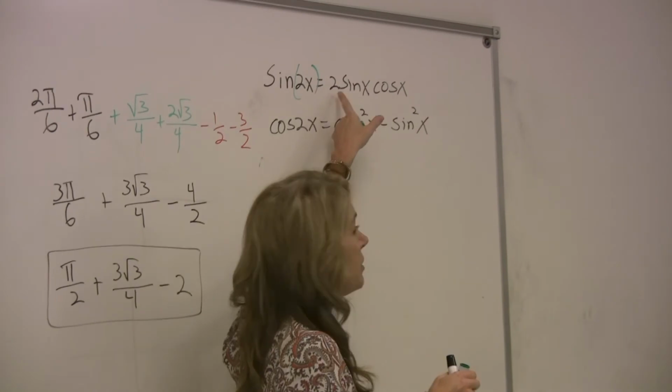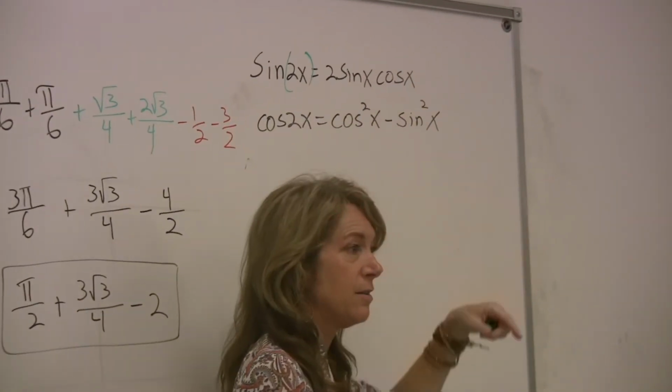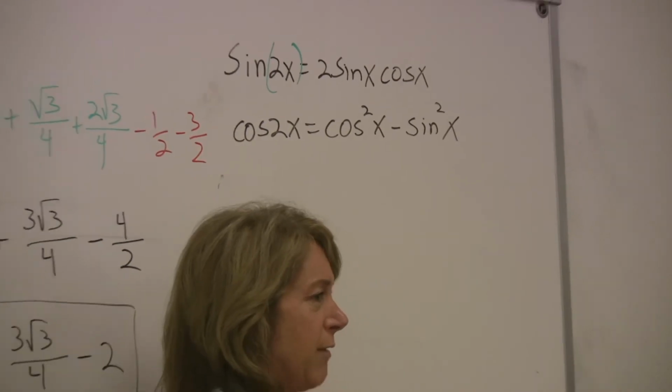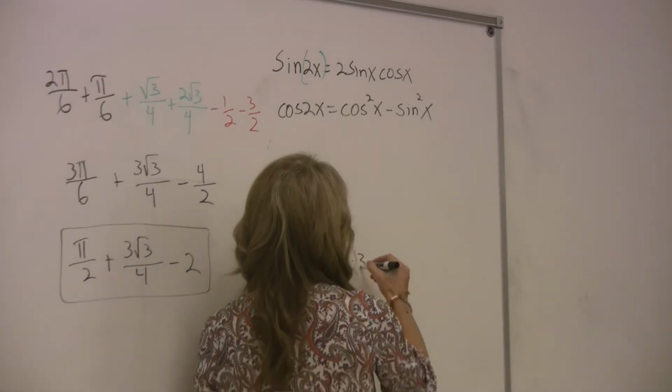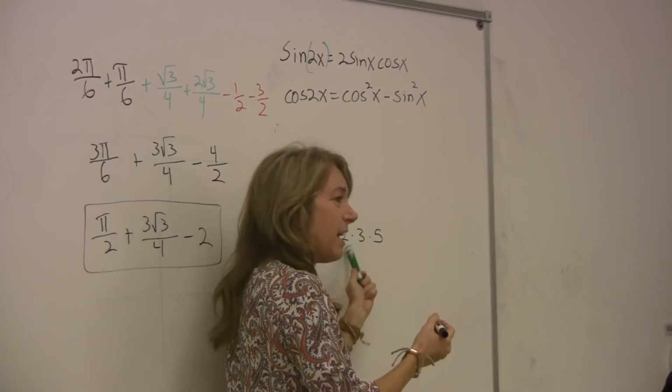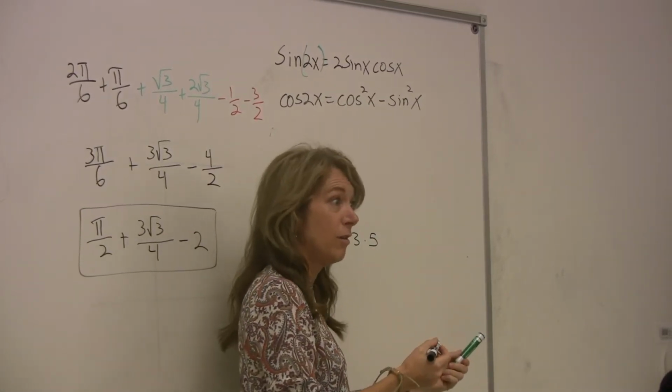So this is 2 times the sine x times the cosine x. So it's not multiplying both, it's just multiplying all 3 of them. It's kind of like if I asked you to multiply 2 times 3 times 5. It's not this times this and this times that, just multiply them all. Okay?